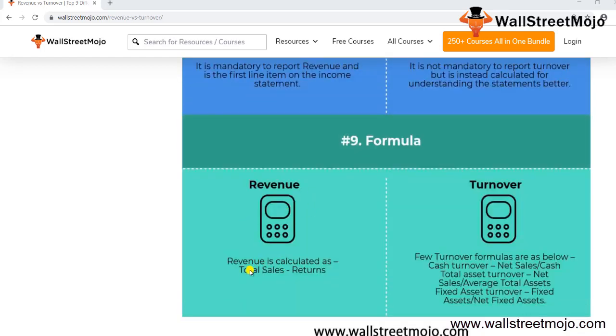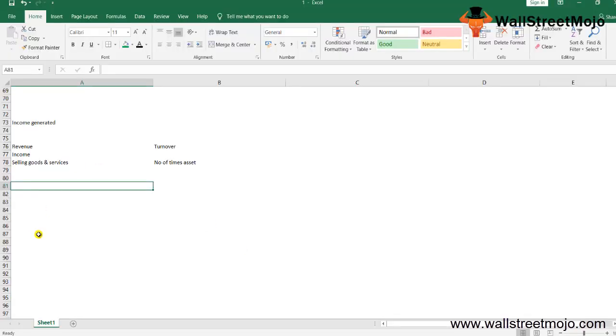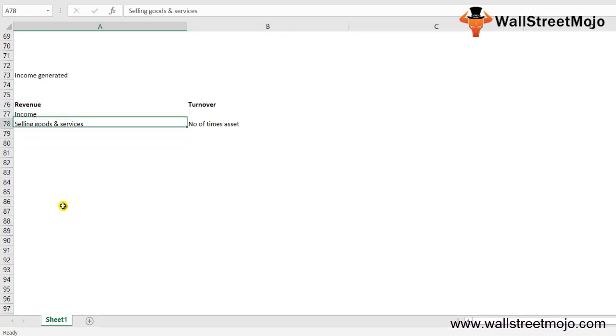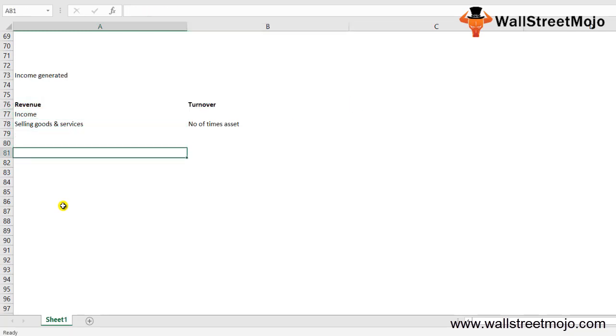Formula. Revenue is calculated as the total sales minus the returns. Revenue is whatever sales you do, less the returns. And a few turnover formulas are: cash turnover, net sales divided by cash; total asset turnover, basically sales divided by average total assets; fixed asset turnover, net sales divided by net fixed assets, and so forth. Turnover has many formulas. So I hope by now you have got an idea of what we are talking about here. So let me quickly recap the topic.